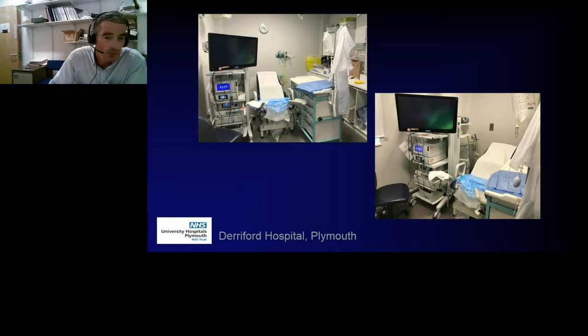And we perform colposcopy in this room as well. So there's room for the stack on one side and the trolley with all of the equipment on the other, and a bed. And the most important thing really is a decent bed with leg placement holders so that you can get adequate access.